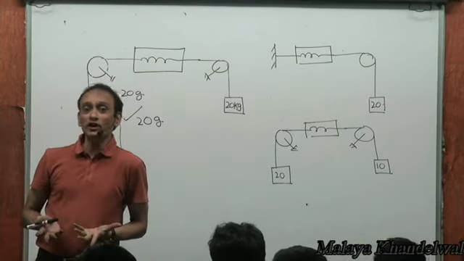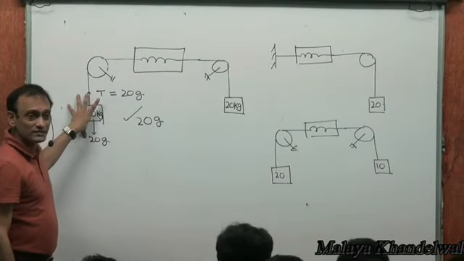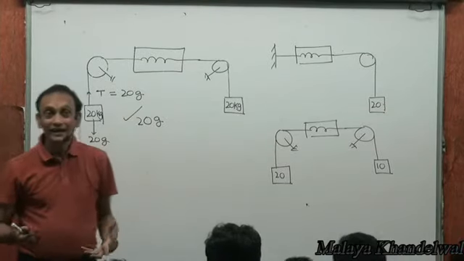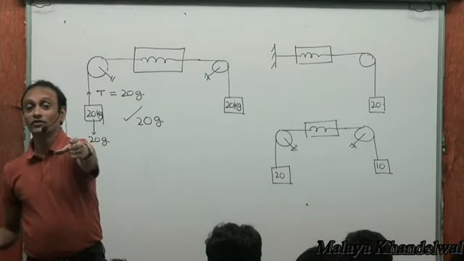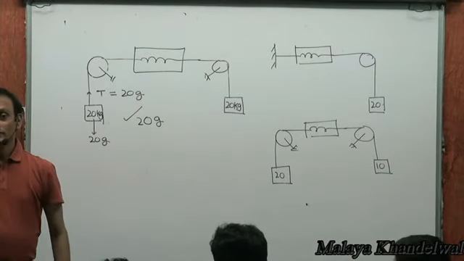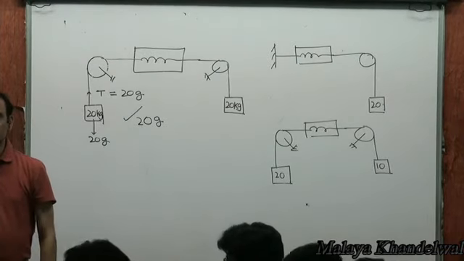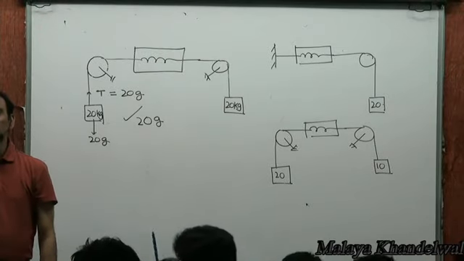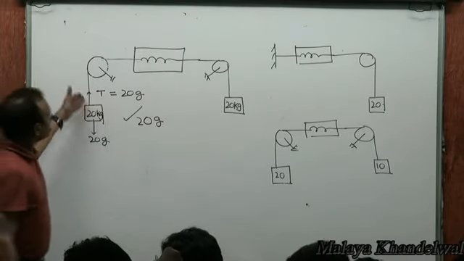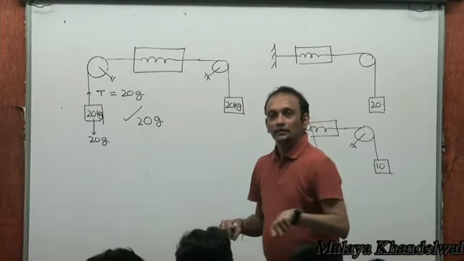They are acting on different bodies. Look at the free body diagram of this. The force acting there is 4 newtons, and the force acting on this is 6 newtons. But the tension is the same everywhere. It's not that the tension will get added.